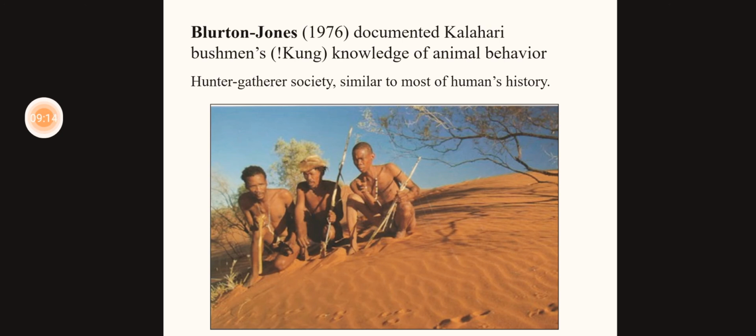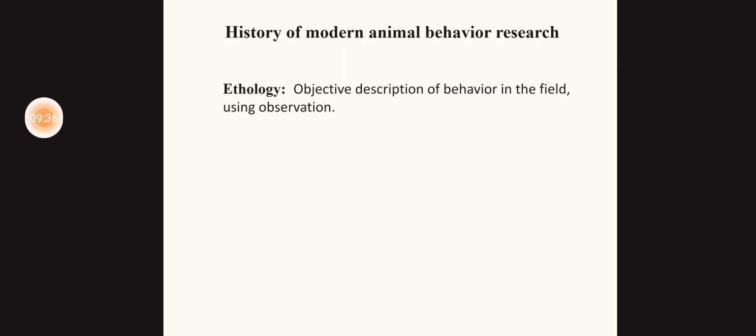Blurton Jones documented Kalahari Bushmen's knowledge of animal behavior. In 1976 he wrote a book on behavior. Okay, a hunter-gatherer society, similar to most of the human society.